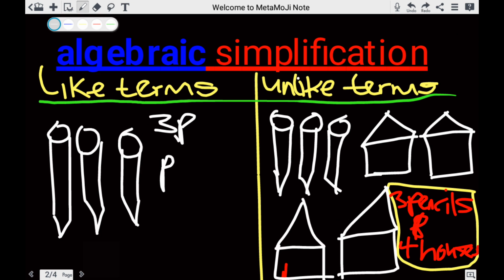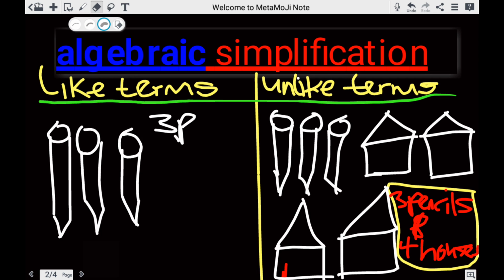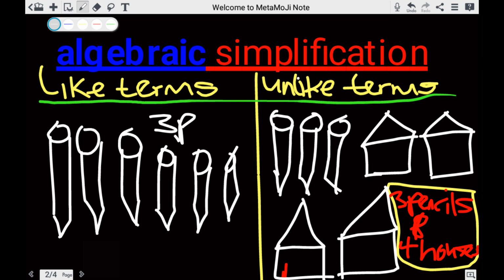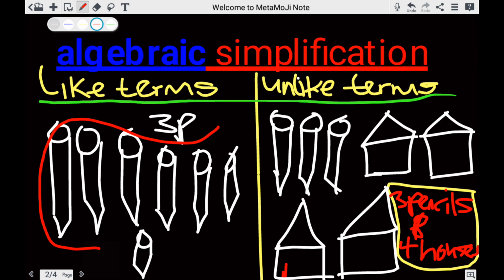But we can count these together. Let's say I draw one more. Here is another pencil here, another one here, and another one here. How many pencils are there now? So there are 7 pencils. In maths, you can simply say that 7 pencils is 7p. It is correct to count everything here together because they are like terms, they are the same.